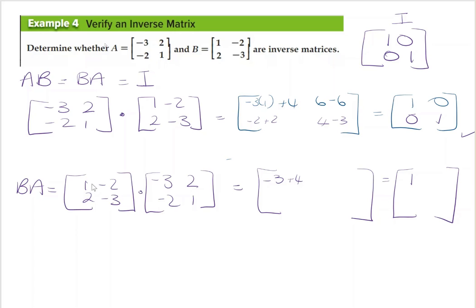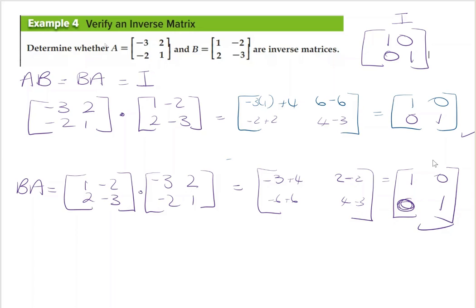And then we have 1 times 2 is 2. And minus 2 times 1 is minus 2. So this will be 0. 2 times minus 3 is minus 6. So minus 6 plus minus 3 times minus 2 is plus 6. So minus 6 plus 6 is 0. And 2 times 2 is 4. And minus 3 times 1 is minus 3. So 4 minus 3 is 1.